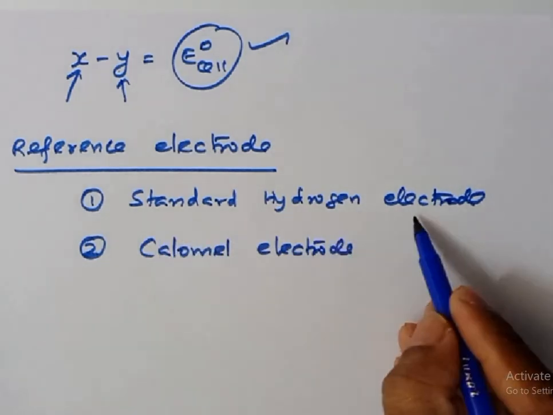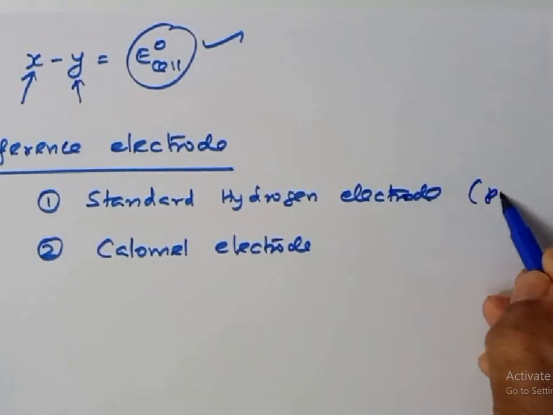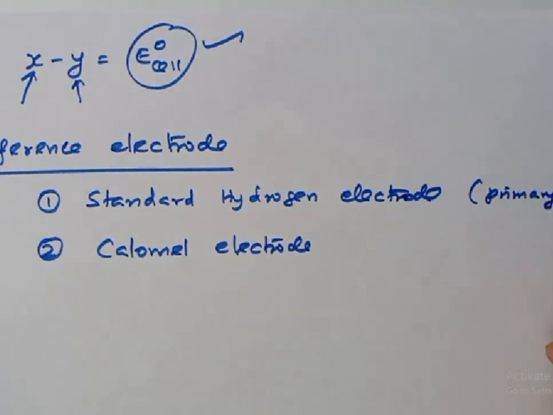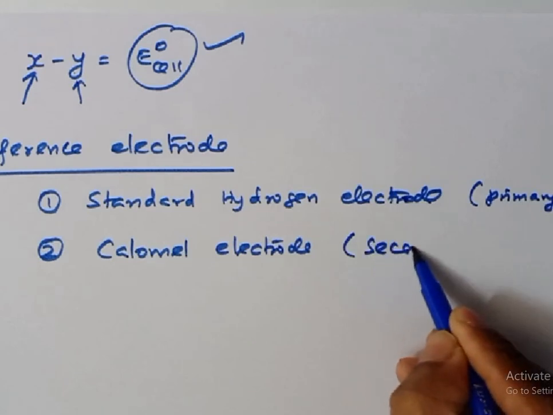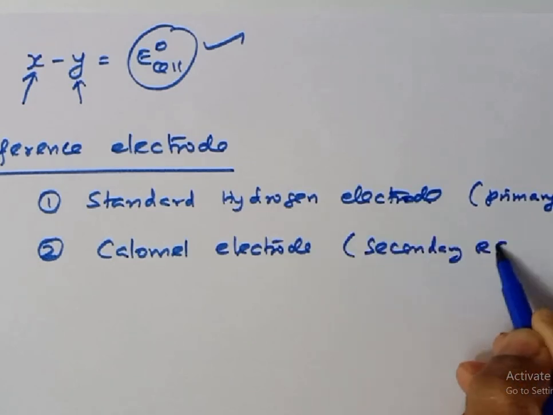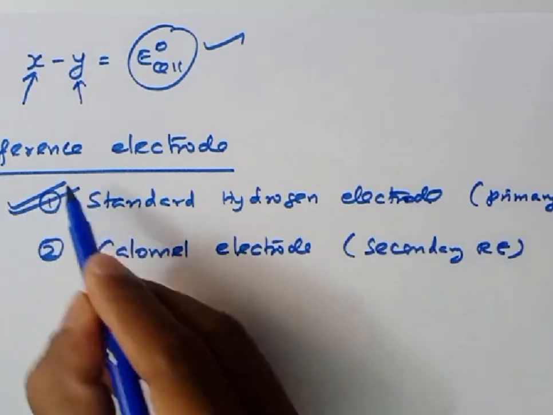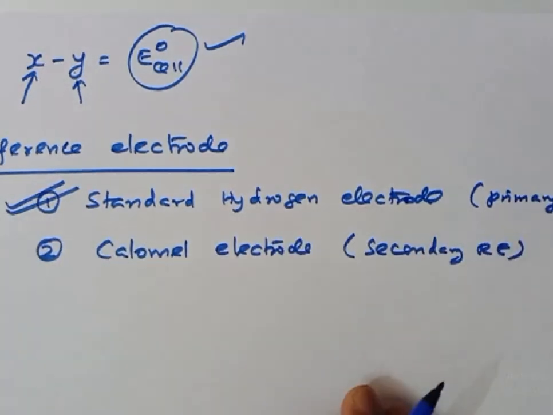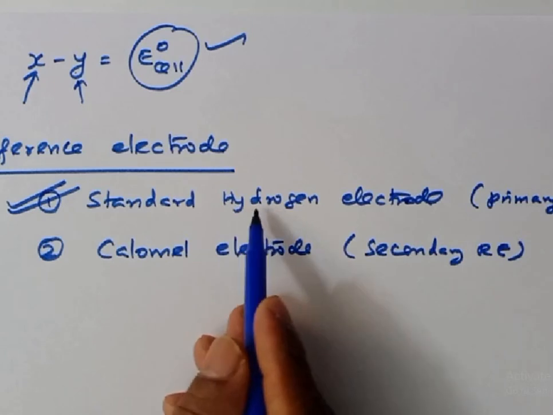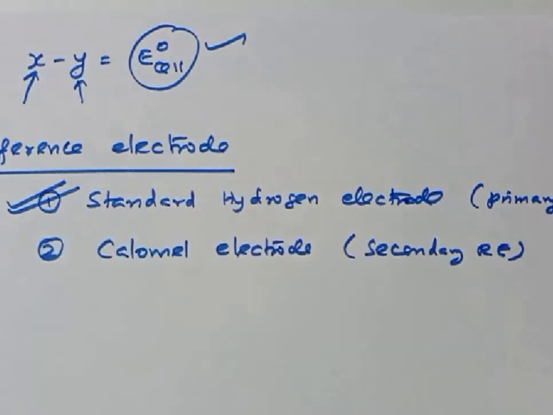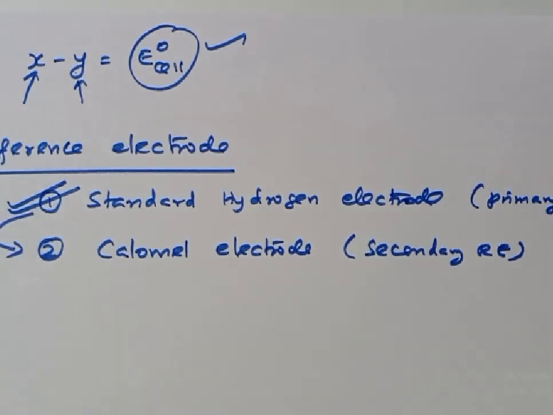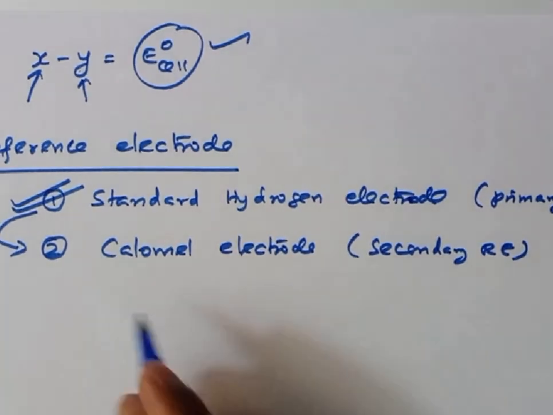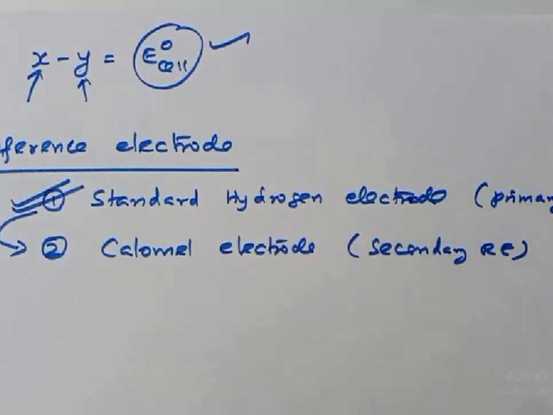We say that this is the primary reference electrode. I'll just put RE, reference electrode, and this is called the secondary reference electrode. Actually, standard hydrogen electrode is the reference electrode, but every time constructing a hydrogen electrode is difficult because we have to use hydrogen gas and all, which is difficult. So because of that reason, people have introduced the calomel electrode. We have two reference electrodes available, so keep this in mind.